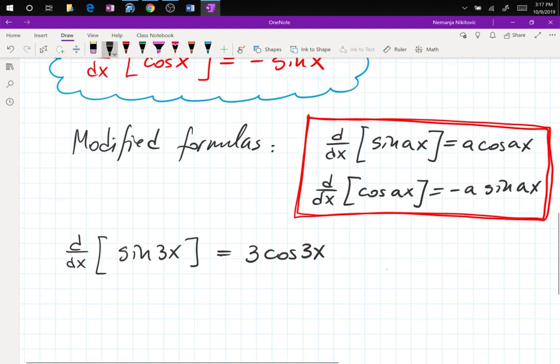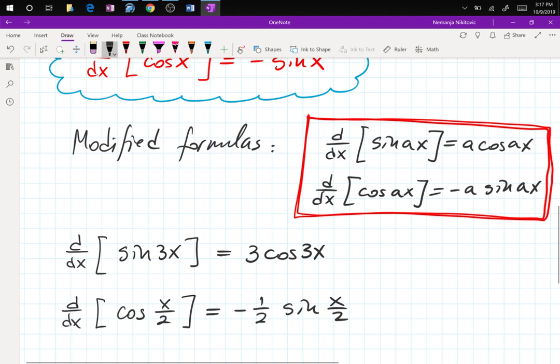Also, if you have, let's say, the derivative of cosine of x over 2, right? Well, the a is 1/2. So the answer is negative 1/2 sine of x over 2. Because x over 2 is 1/2 times x, so that a becomes 1/2, and you just use 1/2 throughout the problem.